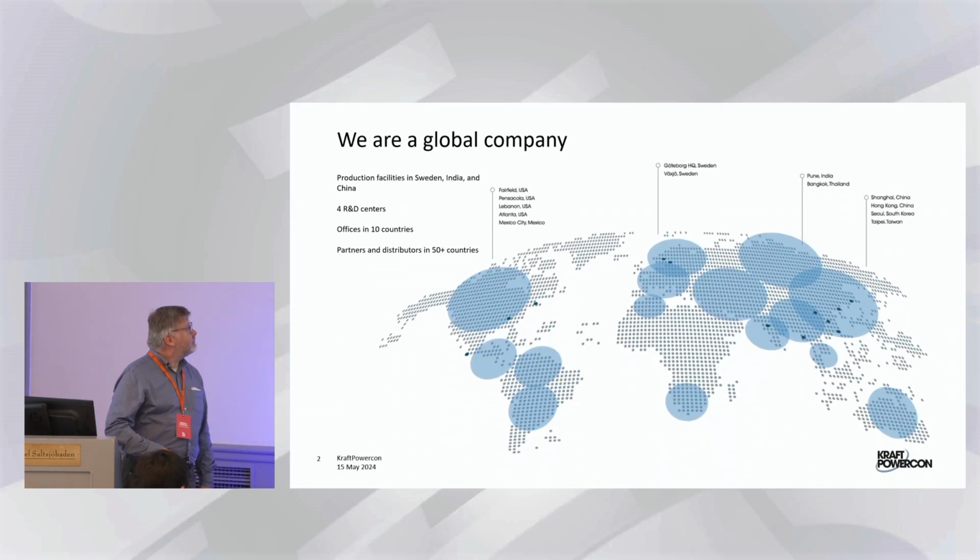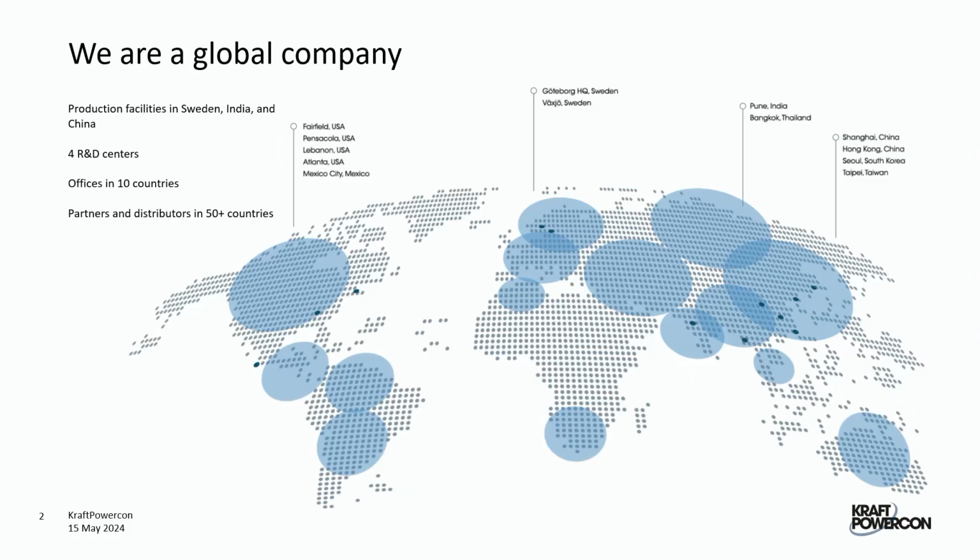The company Kraft PowerCon, we are a global company. We are about 500 employees all over the world. We have 4 R&D centers and we have production in Sweden, India and China. We are working with power conversion from a few hundred volt up to several tens of kilovolt and a few amps up to several tens of kiloamps.